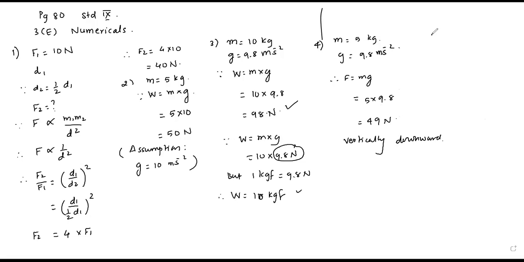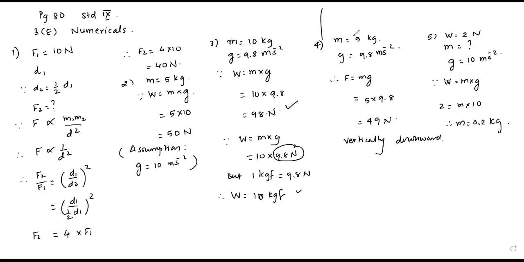Check the fifth one. What is given? The weight of body is 2 Newton. W is equal to 2 Newton. What is the mass of body? M is the question mark. G is given as 10 meter per second square. Since W is equal to M into G, 2 is equal to M into 10. The value of M will be 0.2 kg.